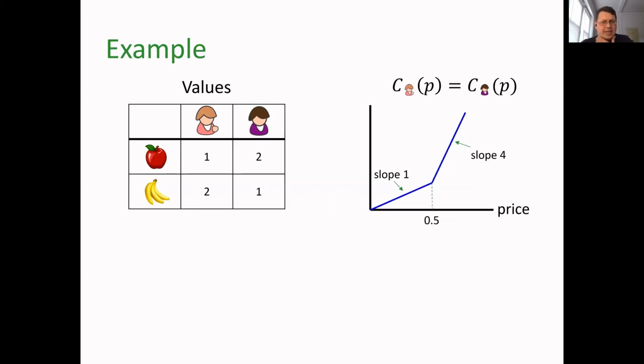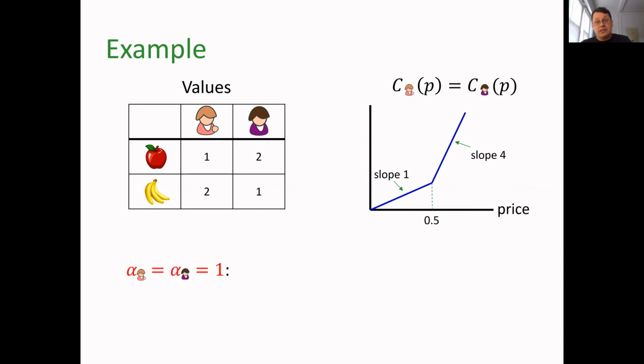Let me go through an example just to make sure that we understand the model. So let's go back to this example with the apple and the banana. And let's assume that the agents now aren't quasi-linear, but they have this particular cost of money curve where they're quasi-linear up to a payment of 50 cents, at which point it becomes more painful for them to spend money. Right? After 50 cents, the value for spending money is 4 units of utility per dollar spent.